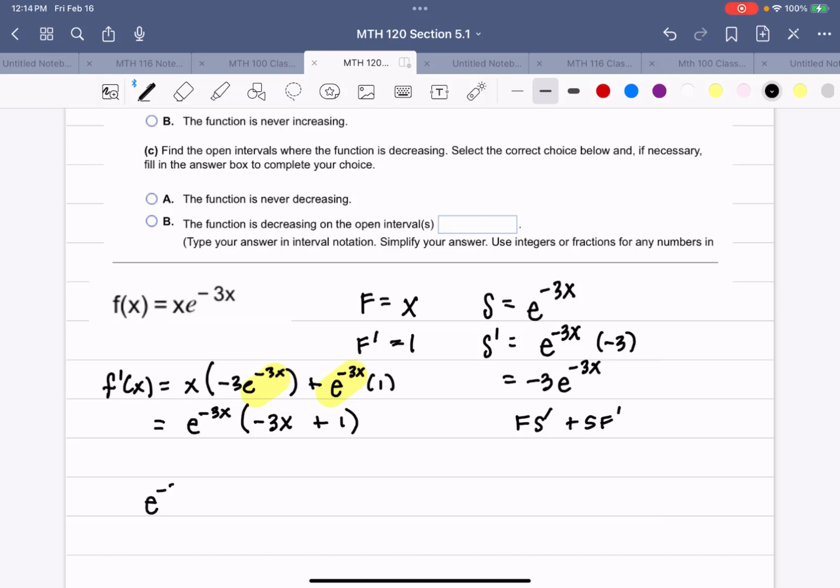Now e to the negative 3x is never equal to 0 because e is a positive base. It's approximately 2.7. When you raise a positive base to any power, you will never get a negative, okay? And you will never get a 0. So all I have to do is look at negative 3x plus 1 is equal to 0. By solving, I get negative 3x equals negative 1. X is negative 1 divided by negative 3, which is positive 1/3. That's my critical number.